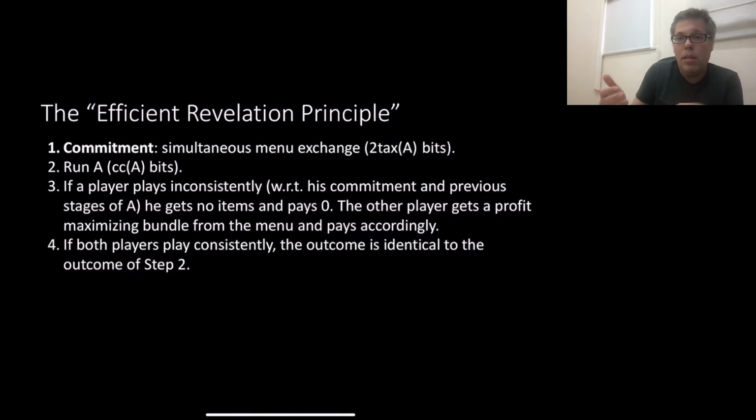What does it mean to play inconsistently? There is no type, no valuation of the player, such that this player sends the menu that was sent in the first round, consistent with what was going on until now. Like maybe if I send the menu M1, then my first bit must always be 1. So if I send the menu M1 in the first step, and then when I run the mechanism I send the first bit 0, then I don't have a consistent play.